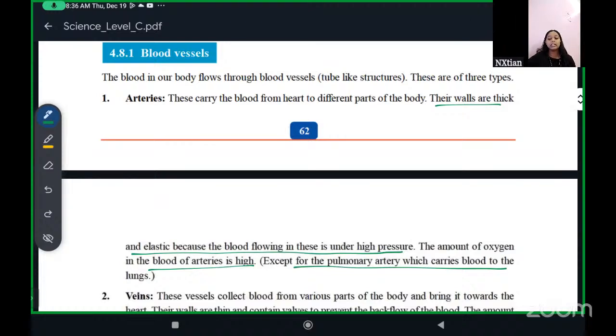But for the rest, when the heart is pumping the blood, the arteries connected to different parts of our body receive blood pumped from the heart at a very high pressure. This blood is high in oxygen content. Since this blood is coming in at high pressure, the walls of these arteries are thick. But the exception is the pulmonary artery, which carries the blood to the lungs.